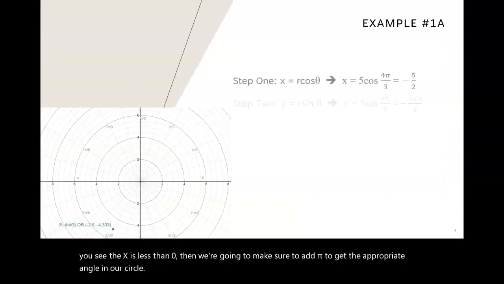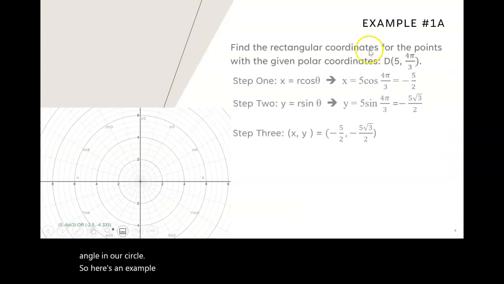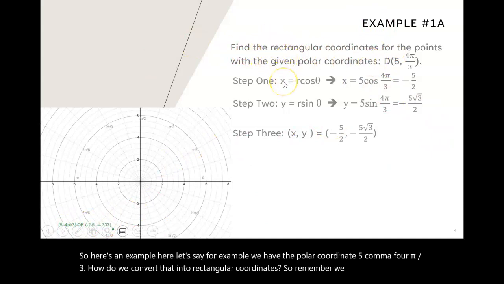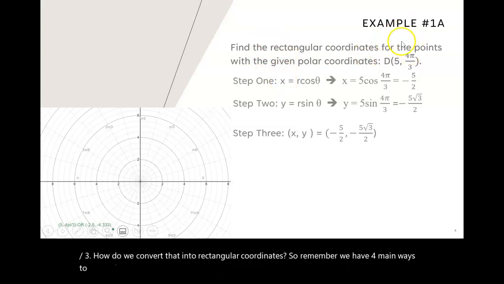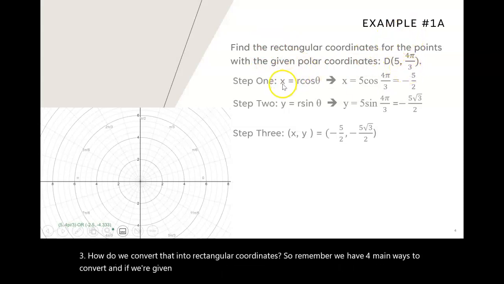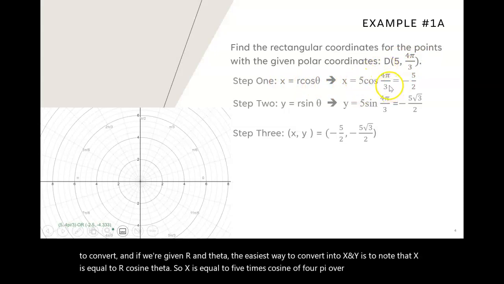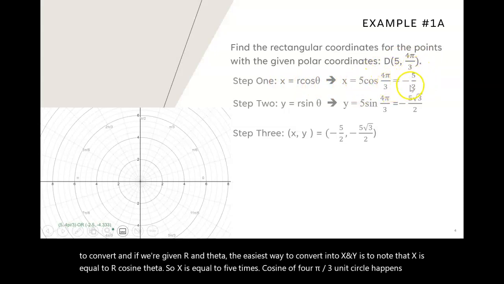All right, so here's an example. Let's say, for example, we have the polar coordinate 5, comma 4 pi over 3. How do we convert that into rectangular coordinates? Remember, we have four main ways to convert. If we're given r and theta, the easiest way to convert into x and y is to note that x is equal to r cosine theta. So x is equal to 5 times cosine of 4 pi over 3. Unit circle happens, and we get negative 5 halves.